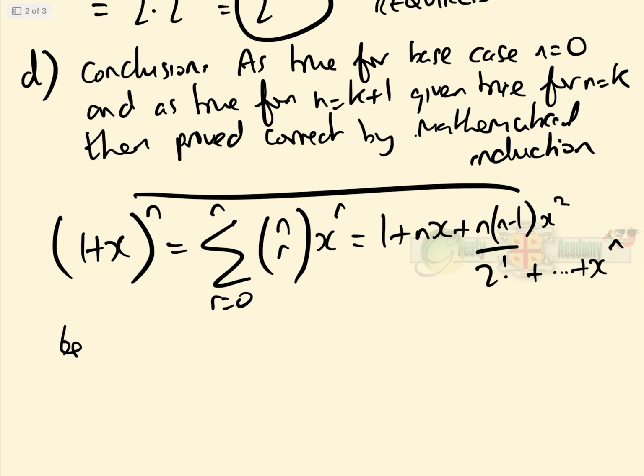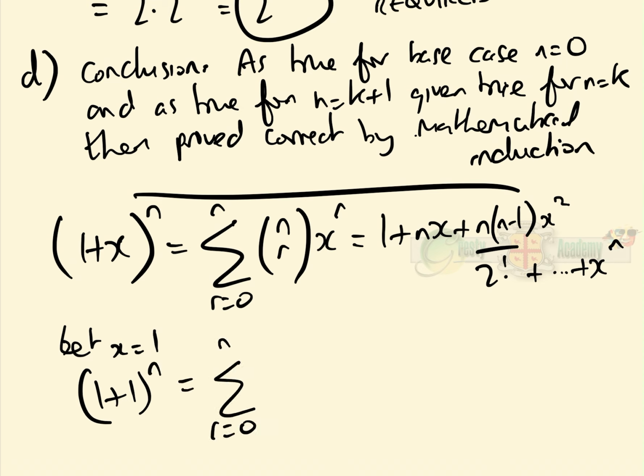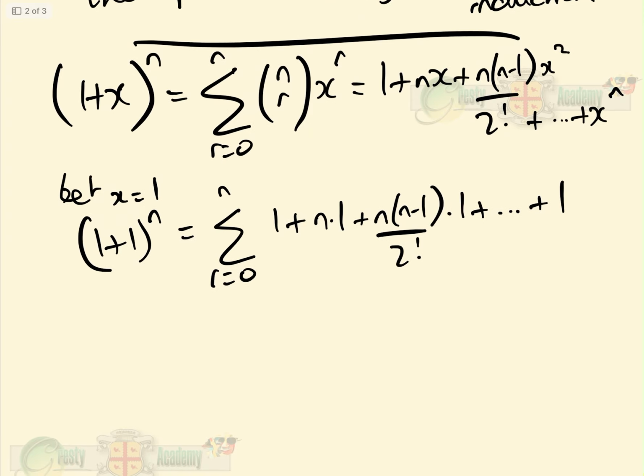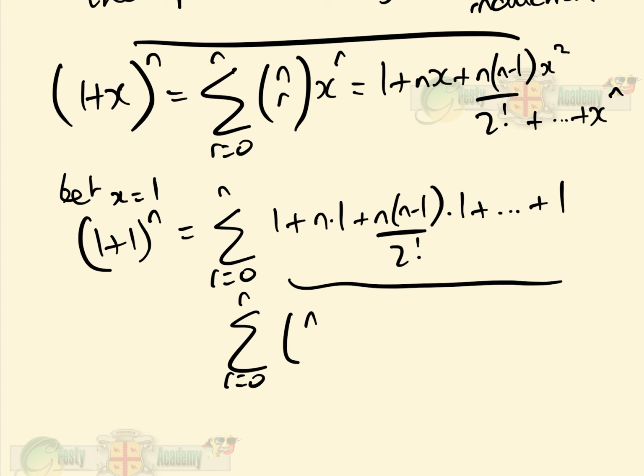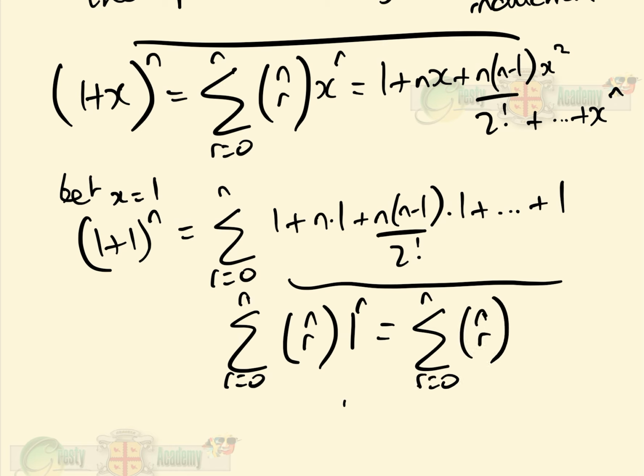And then if we just let x equal 1, we have (1 plus 1) to the n equals the sum between r equals 0 and n of 1 add n times 1 add n(n minus 1) over 2 factorial times 1 add up to 1. And that lot there is basically equal to the sum between r equals 0 and n of C(n, r) times 1 to the r, which of course equals the sum between r equals 0 and n of C(n, r), because 1 to the power of anything is just 1. So that's just another nice little neat way of proving it with an alternative method.